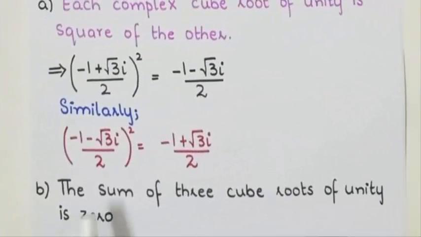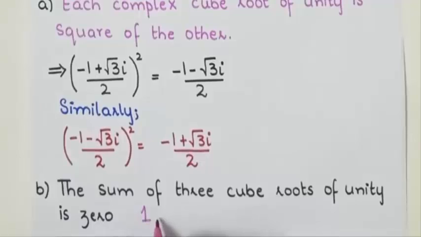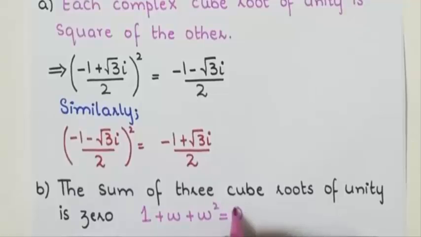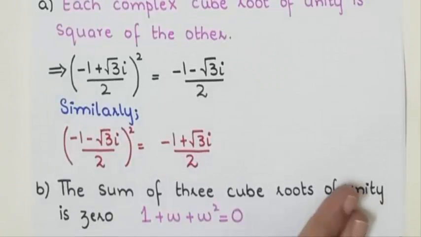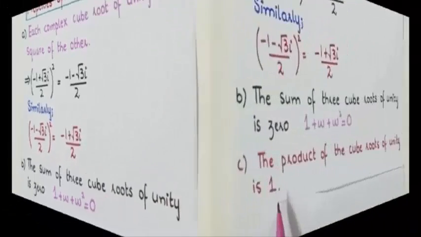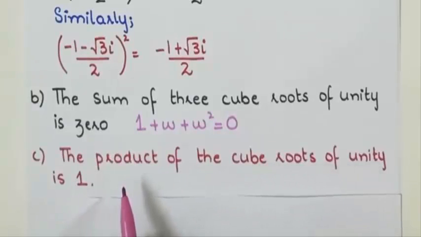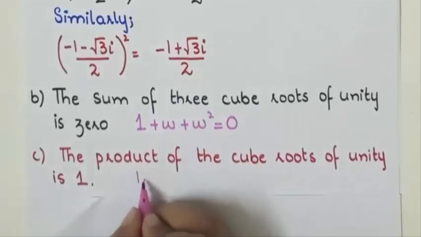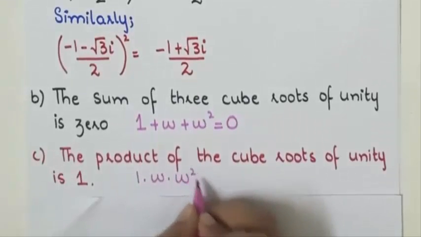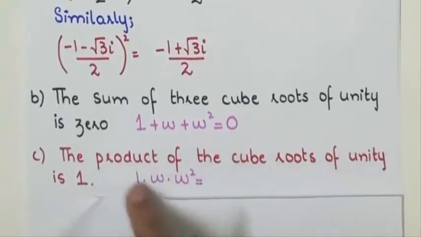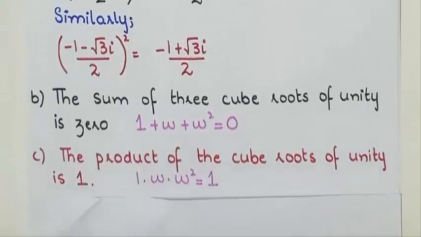Next one we have is the sum of the 3 cube roots of unity is 0. So it means 1 plus omega plus omega square is equal to 0. This is a very important result, that the sum of the 3 cube roots of unity is equal to 0. Third one is the product of the cube roots of unity is 1. We have 1, omega and omega square as the cube roots of unity and their product is equal to 1.